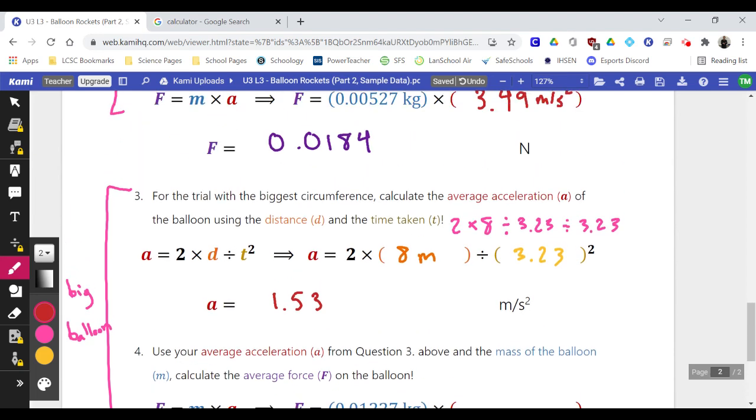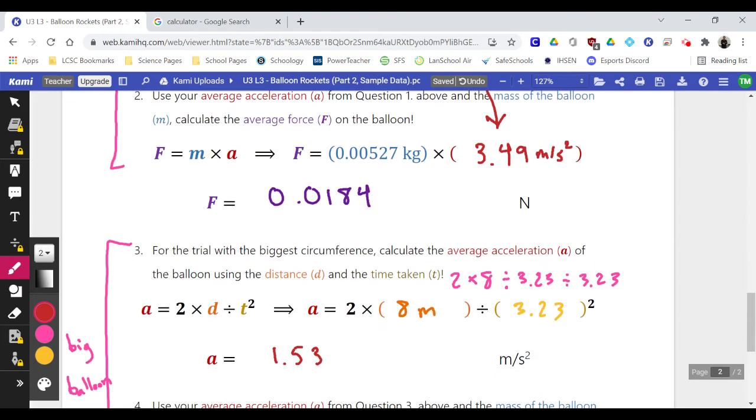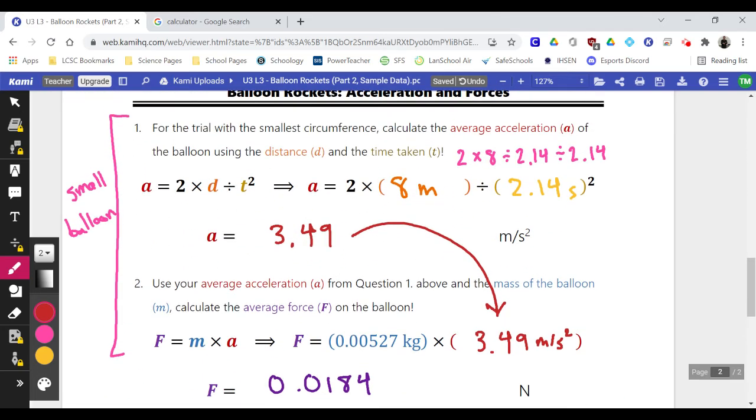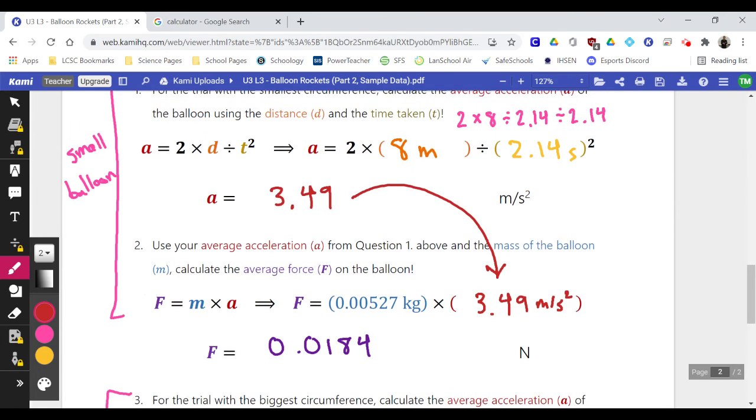Now, if I compare the accelerations up here, 3.49 and 1.53, the small balloon actually accelerates more, which might be kind of counterintuitive to what you might expect. Again, this is the smaller balloon, which has less air. You might think more air means more acceleration and more force, but that's not necessarily true. Again, inertia plays a part in this. A smaller balloon is going to be easier to move around.